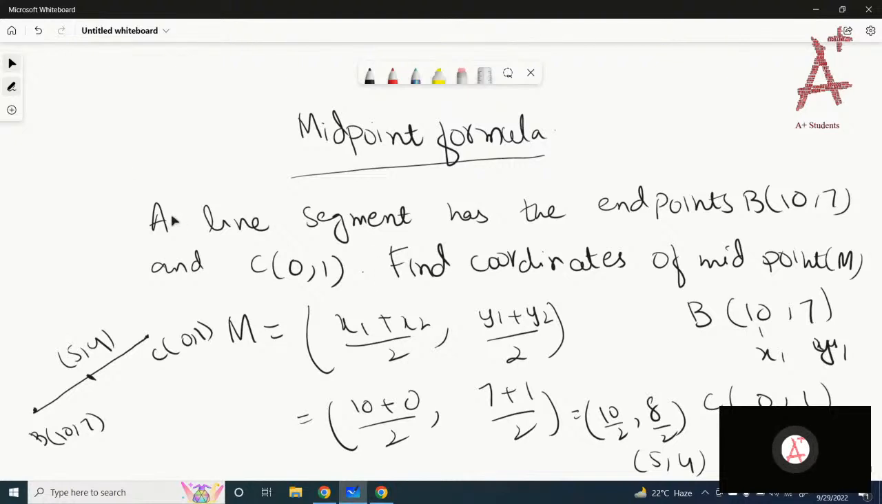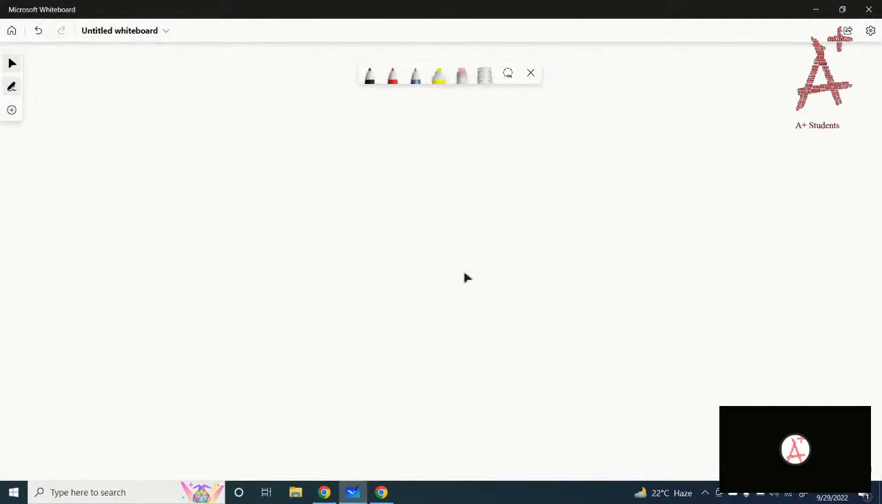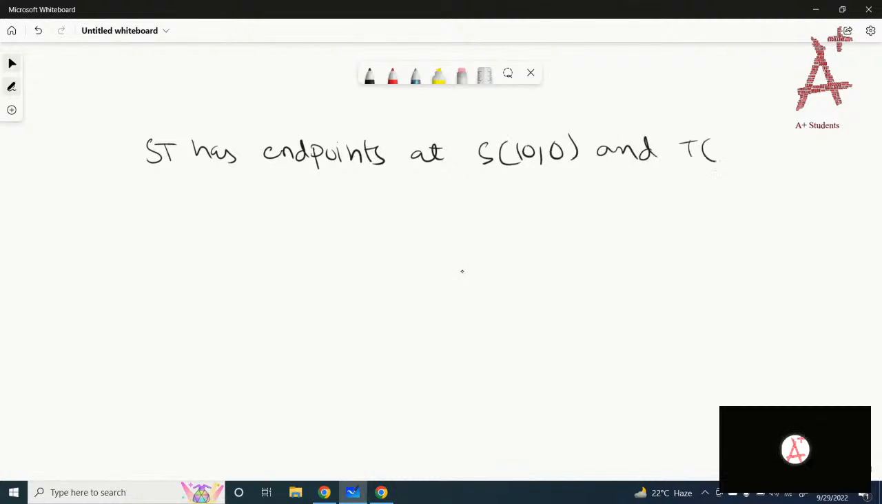Okay, let's start with another example. Let me write it down. ST has endpoints at S (10, 0) and T (2, 4). Find the midpoint M.